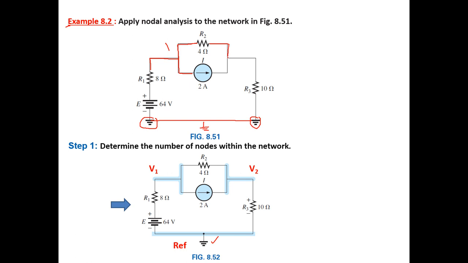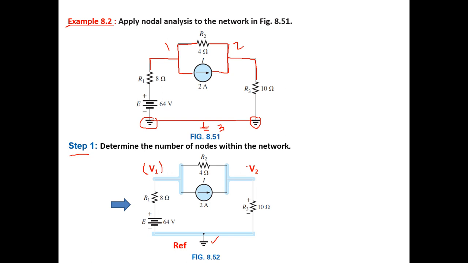And also I have another node here. It's an interconnection point between R2 and R3. So this is my node number 2. And of course I have node number 3, which is at the bottom of the circuit here, connected to the ground. Okay, so this is step number 1 done. We have to determine the number of all the nodes. So 1, 2, 3.